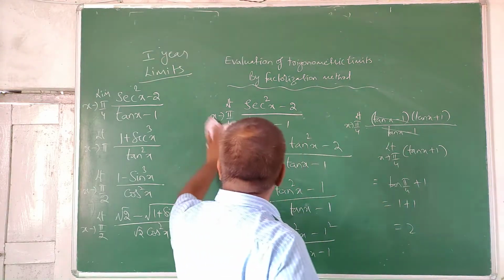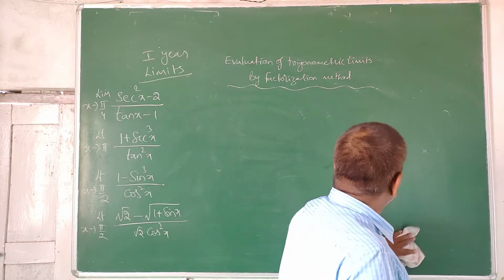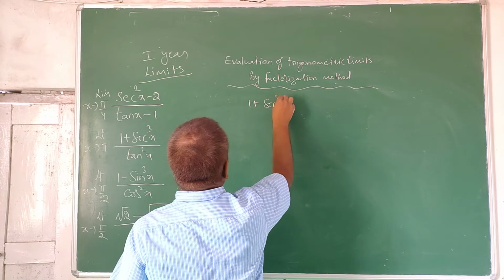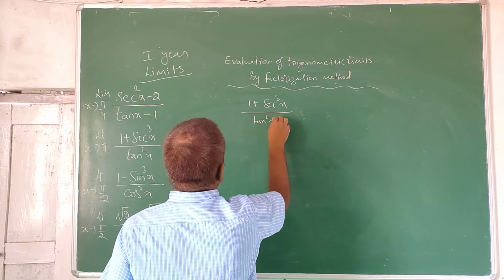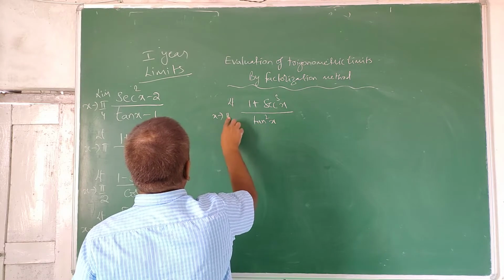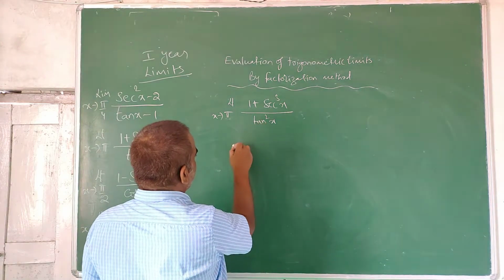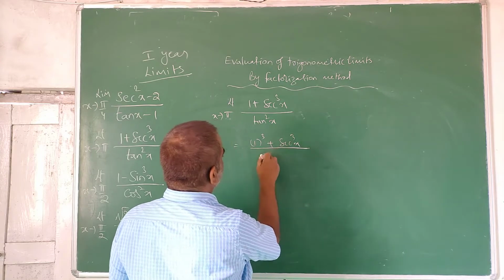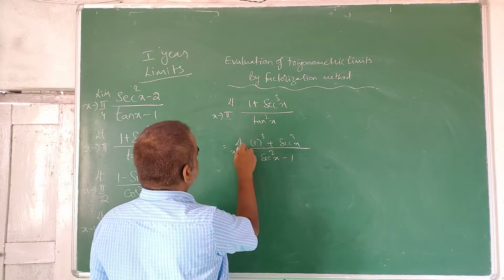Now if you go for the second question: (1 plus secant cubed x) over tan squared x as limit x tends to pi. So this is the question. Now you write this 1 as 1 cubed plus secant cubed x, and this tan squared x you write as secant squared x minus 1, as limit x tends to pi.